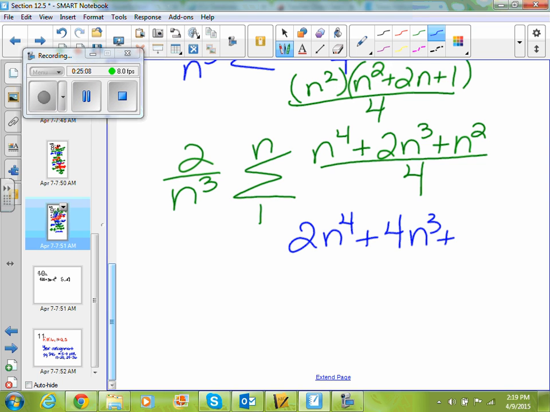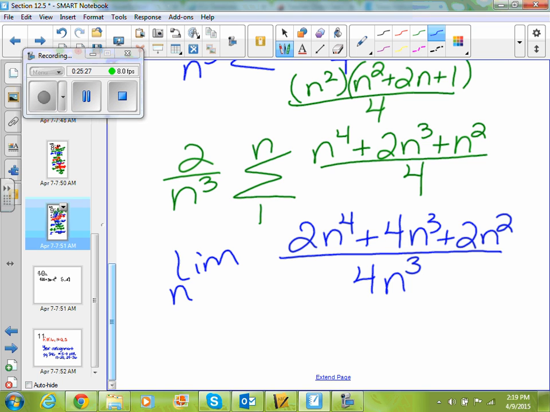4n cubed plus 2n squared divided by 4n cubed. Because then it's all one unit, and then I can start evaluating my limit. Because now I'm ready to evaluate my limit as n approaches infinity. And that gets rid of my sum. So then I don't have to take the sum anymore.